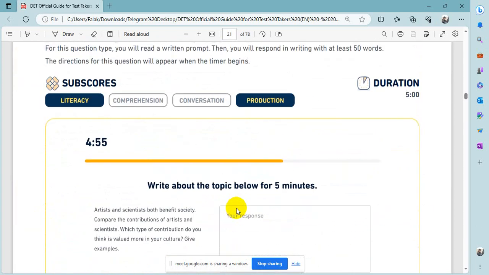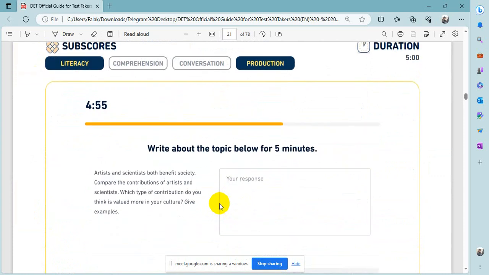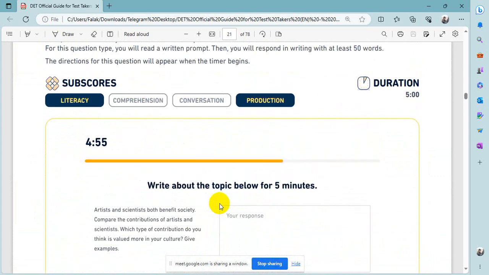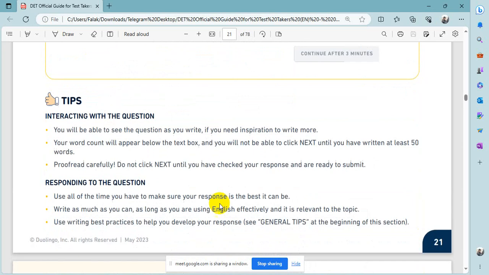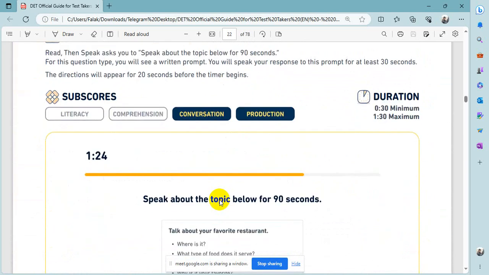But in the Read then Write question type, you don't have even 1 second to be ready, or to make an outline. You immediately start writing. But for speaking, you have 20 seconds before the timer begins. You have 20 seconds to think about it and organize your ideas.